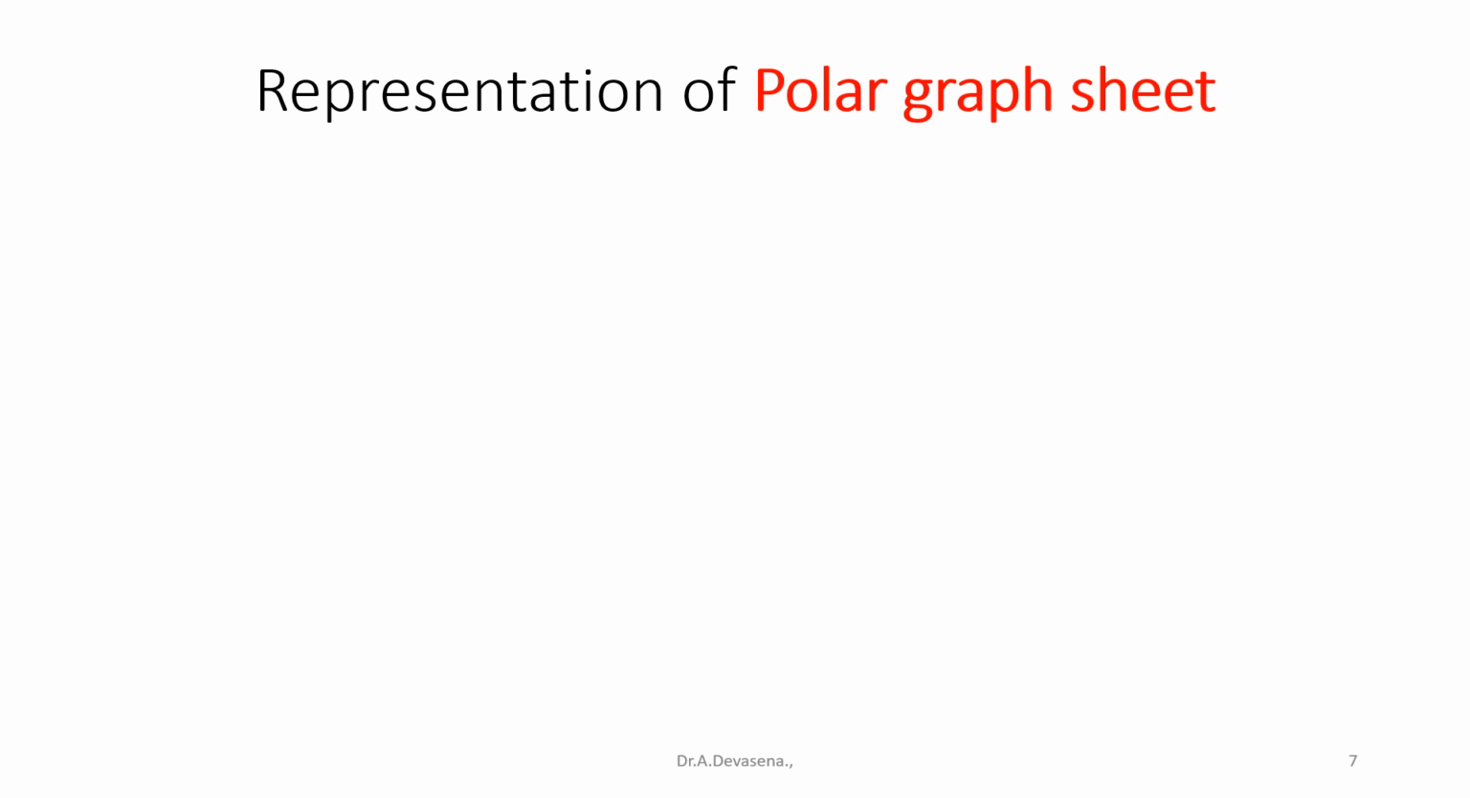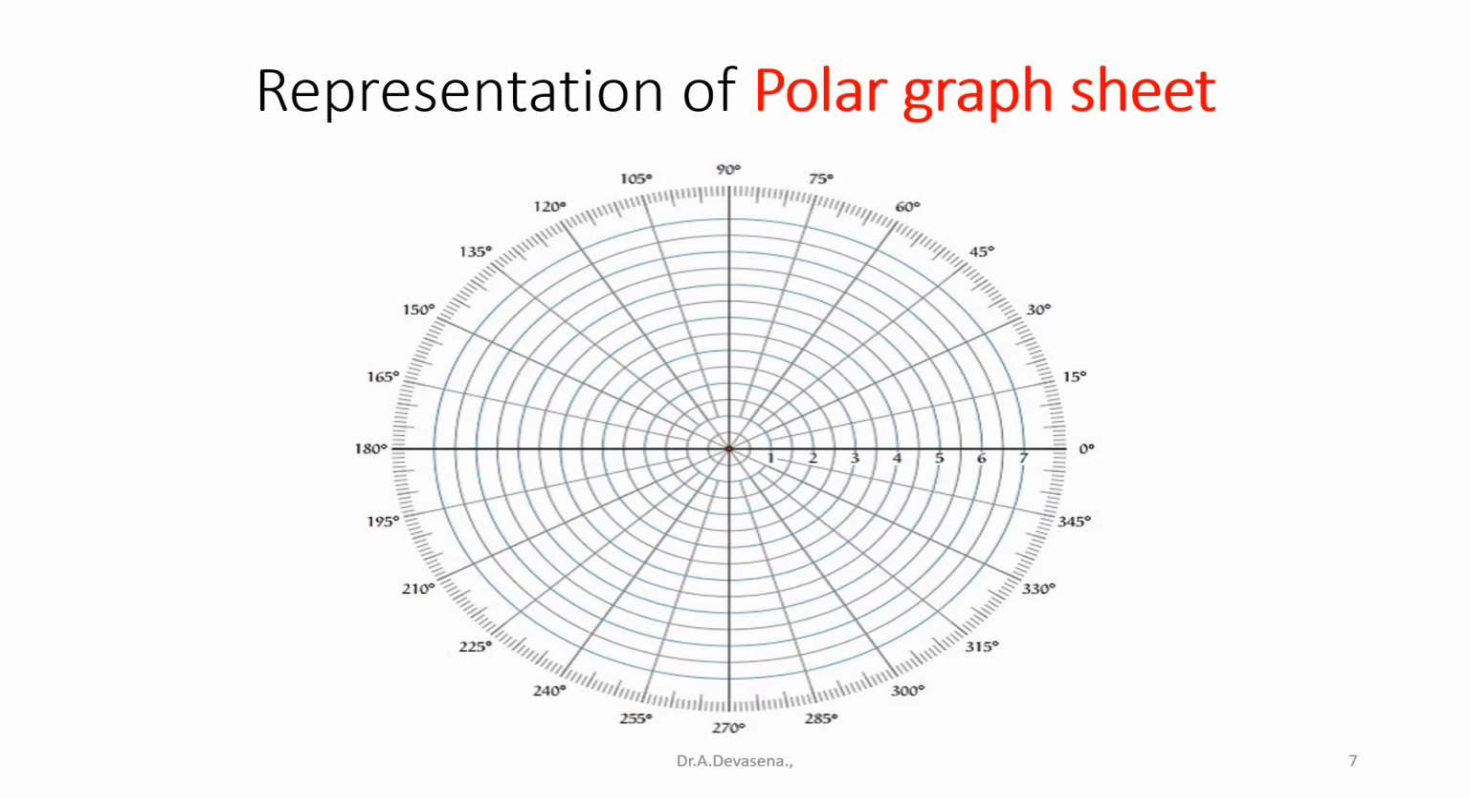A representation of the polar graph sheet is shown below. The polar graph sheet comprises of concentric circles and radial lines. The concentric circles represent the magnitude value of the polar plot, and radial lines represent the phase angle of the polar plot.